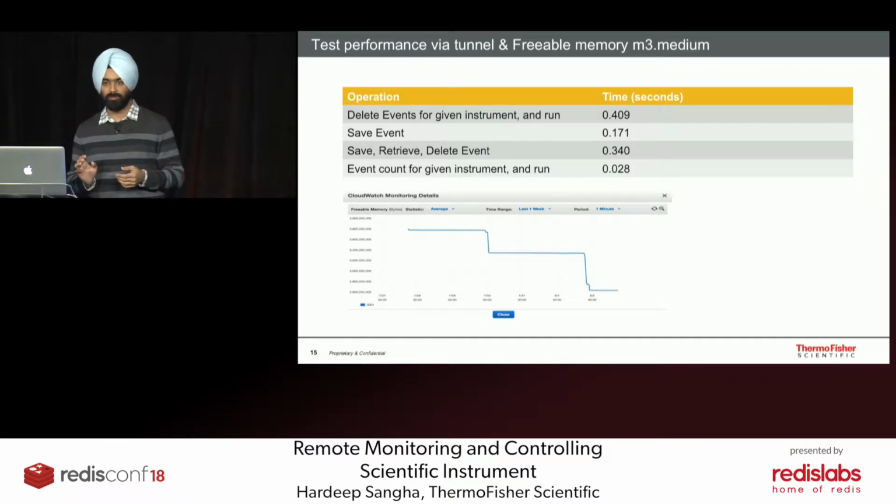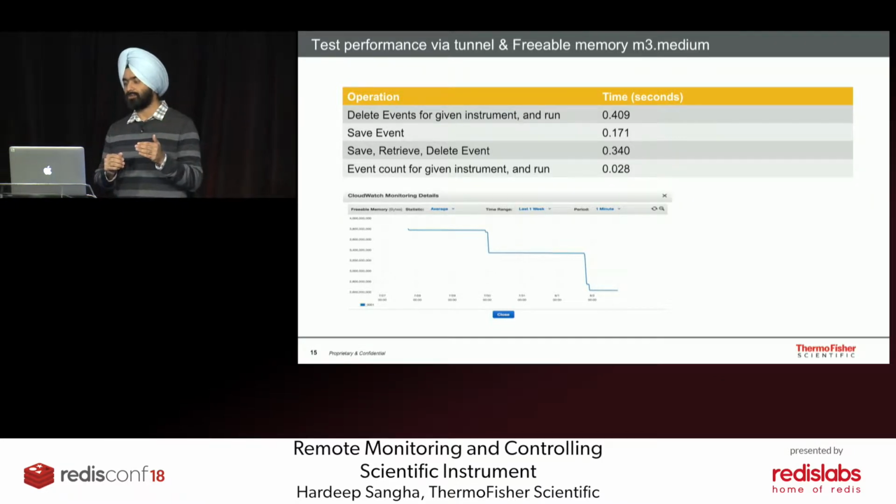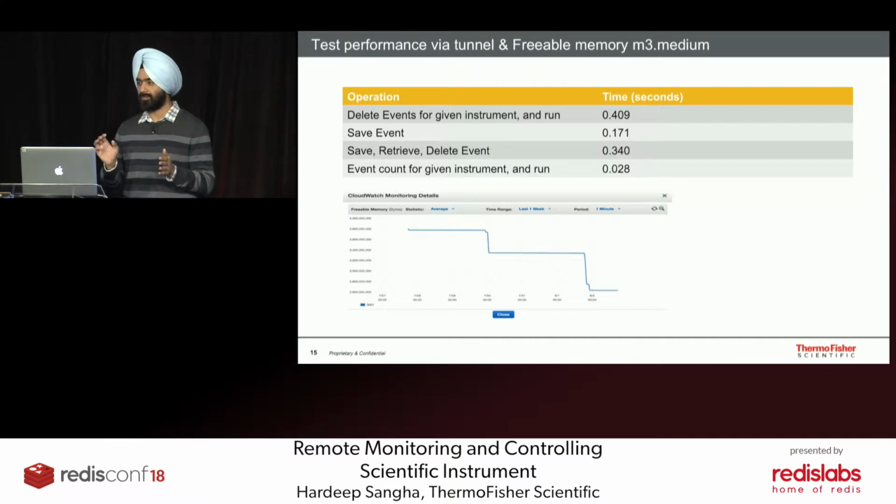So we were happy with it. And by segregating the data, we don't really need to have a super large Redis cluster either, because we saw that, for over 2 million events, the kind of memory consumption is only 1 gigabyte.